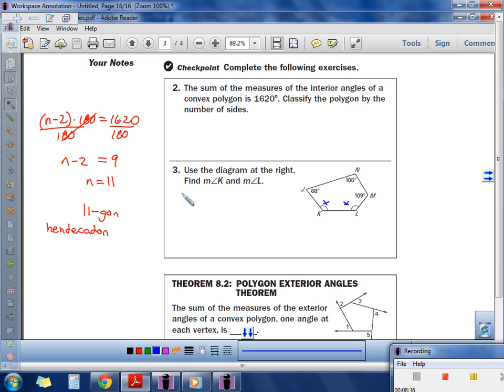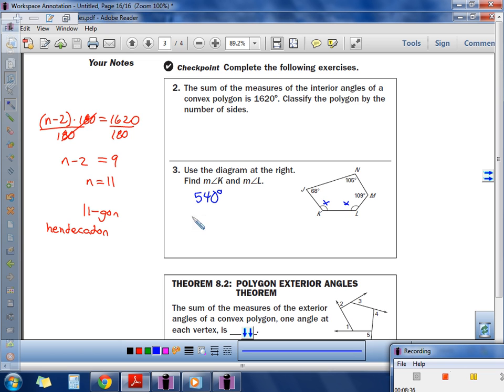So n minus 2 times 180. What's the number of sides? 5. 5 minus 2 is 3. 3 times 180 is 540. So we did that in our head. We could have used this formula. When they're lower numbers, it's not hard. So 540 is the total of all this.